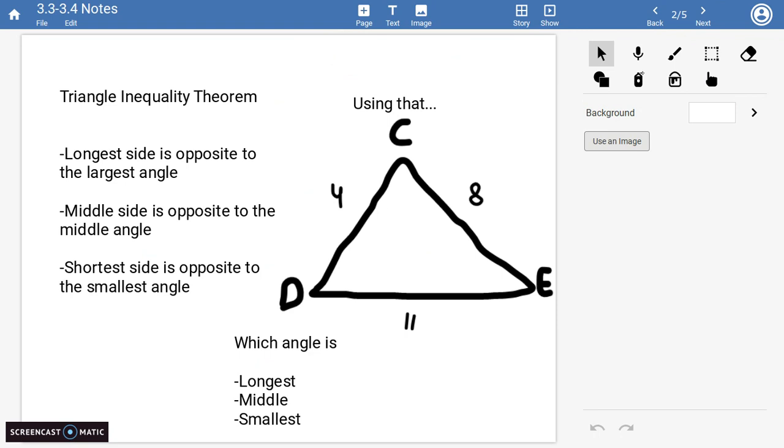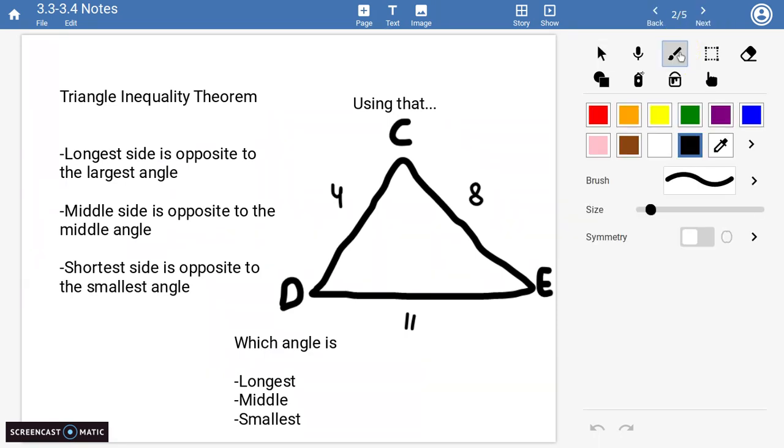Okay, so the triangle inequality theorem. Here are some rules that we need to know. The longest side is opposite to the largest angle. The middle side, the one in between the shortest and longest, is opposite to the middle angle. And then the shortest side is opposite to the smallest angle.